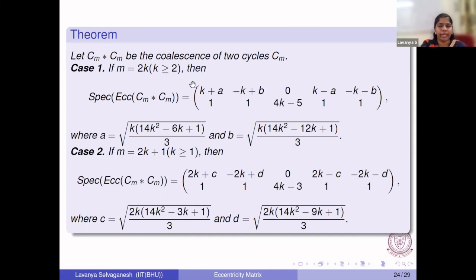And in fact, it has this nice looking representation, which is about the point value k plus a, k minus a, and minus k plus b, minus k minus b are the representations, where a and b are these values in the square root. Similarly, when m is odd, we also get such a representation, and the rank is again 4 here. The proof is again just by using the property of the matrix and solving the characteristic polynomial, we get these expressions here.